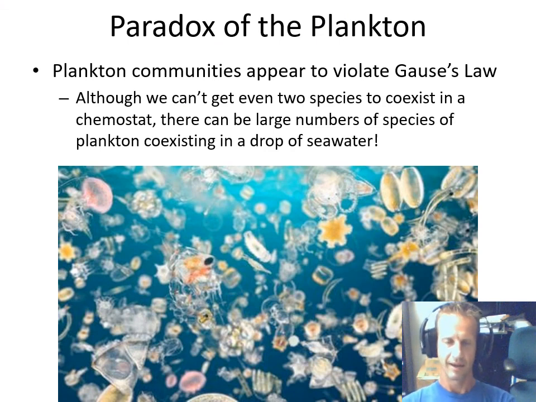So, thinking about Gause's law, scientists who were studying the ocean were scratching their heads and wondering, well, if in a chemostat you can't even get two species to coexist without one driving the other to extinction, how can you have hundreds or thousands of species in the same seawater that are coexisting, many of them competing for the same resources, light and nutrients?